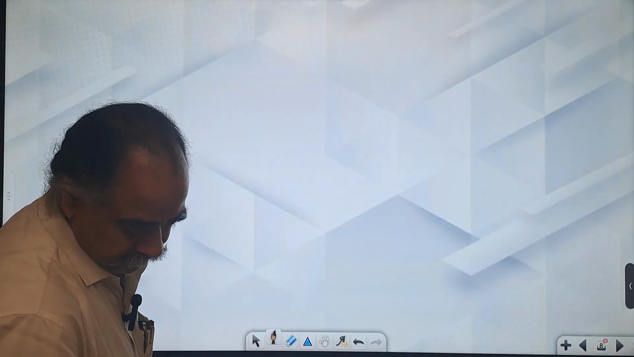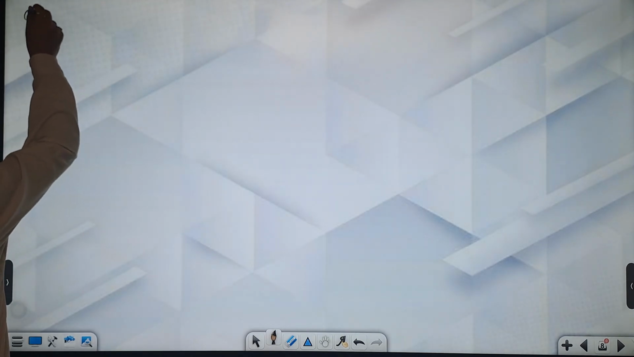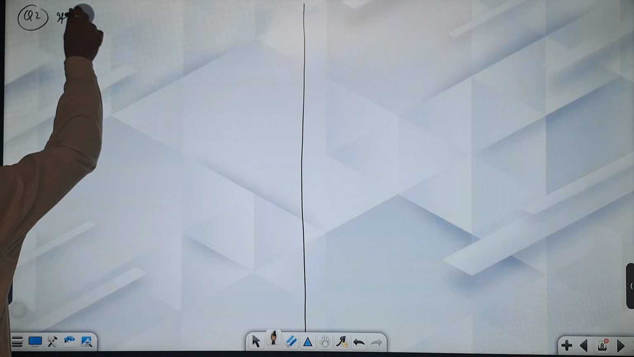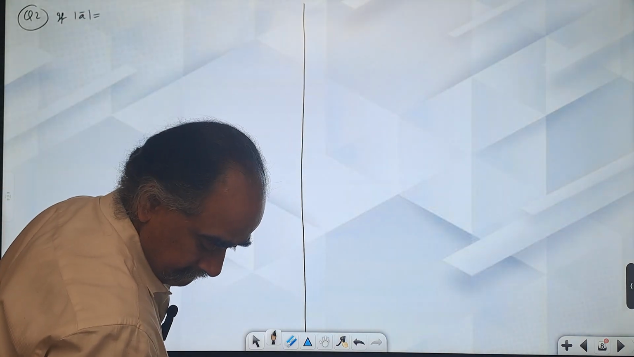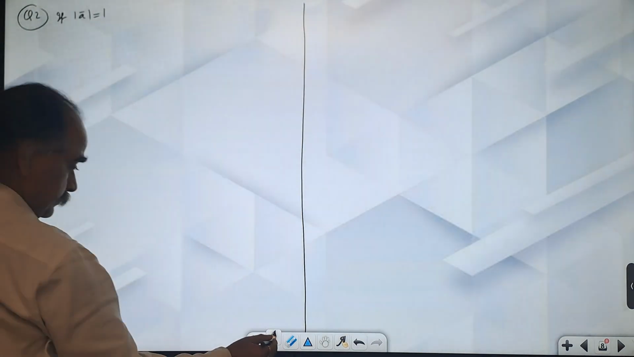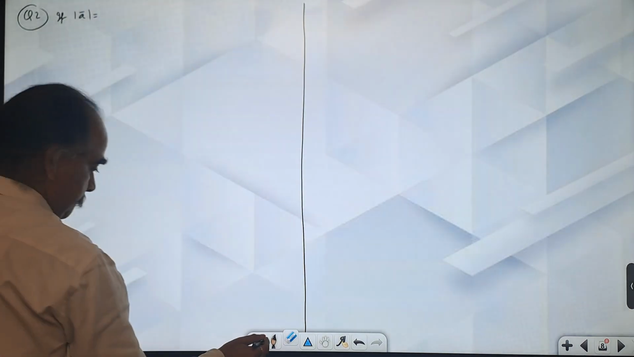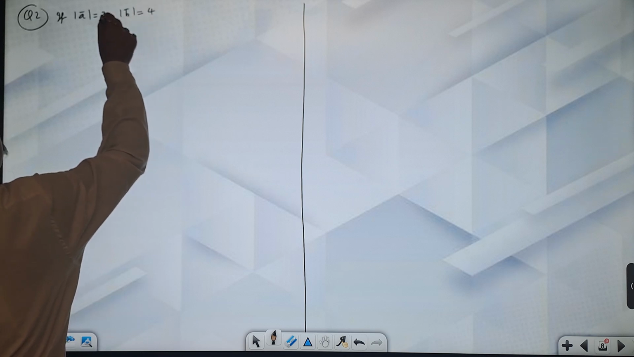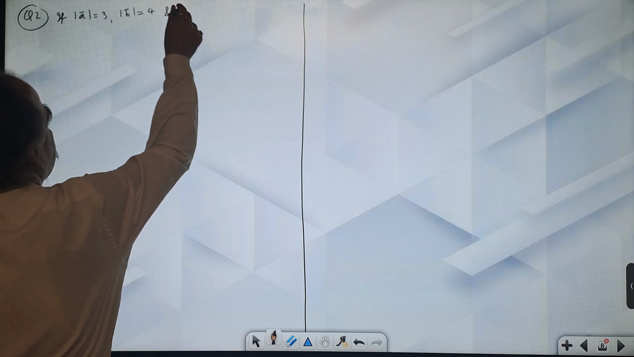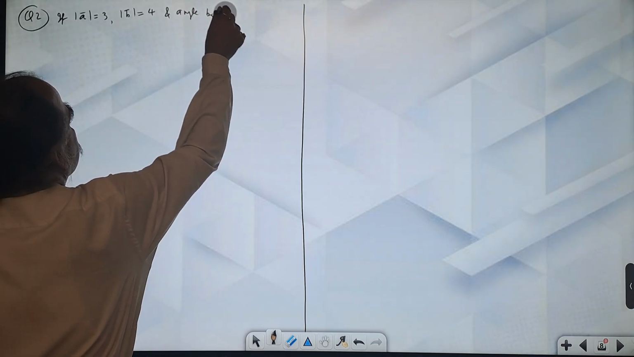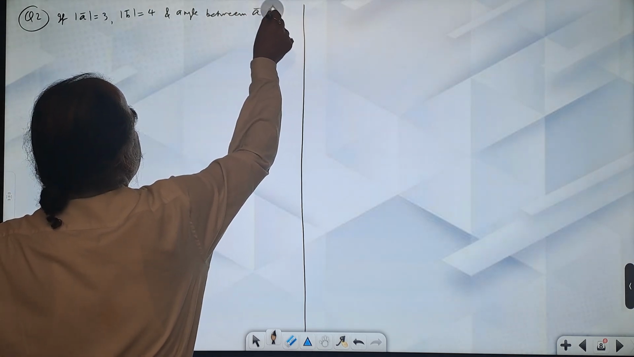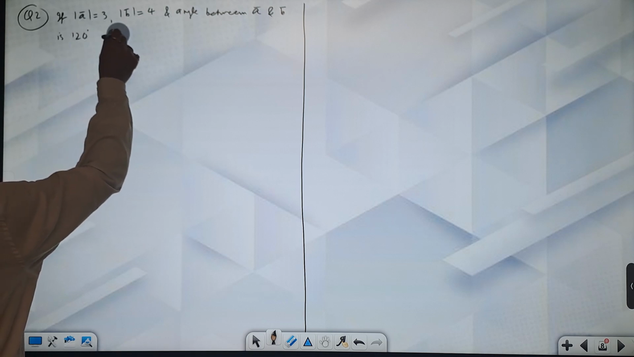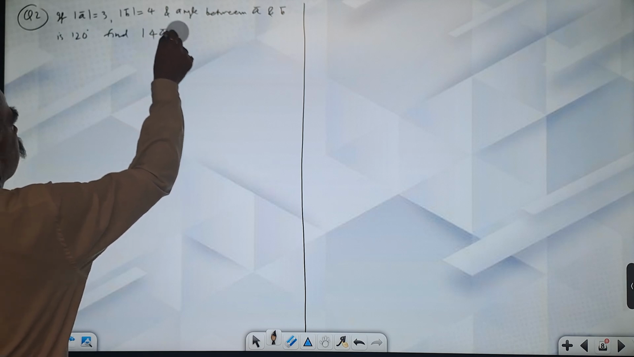Next, question number 2. If magnitude of A bar is equal to 3, magnitude of B bar is equal to 4, and the angle between A bar and B bar is 120 degrees, find the magnitude of 4A plus 3B.